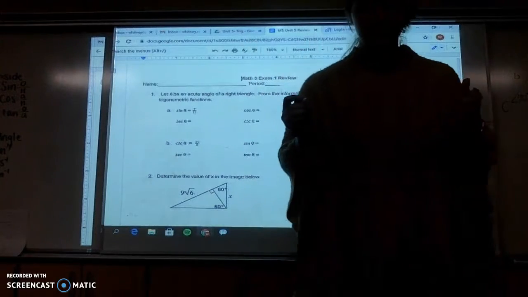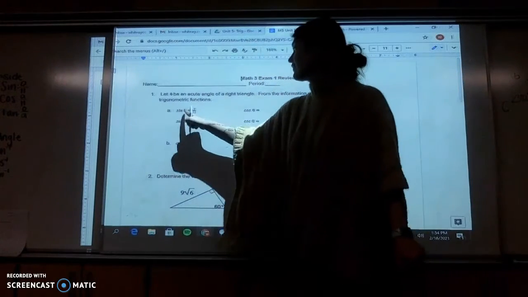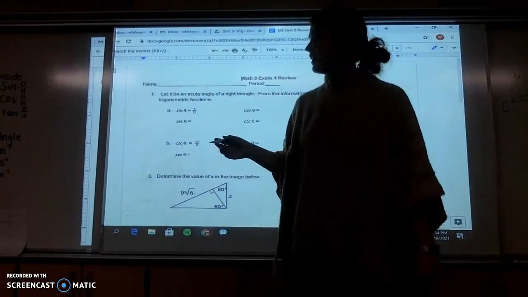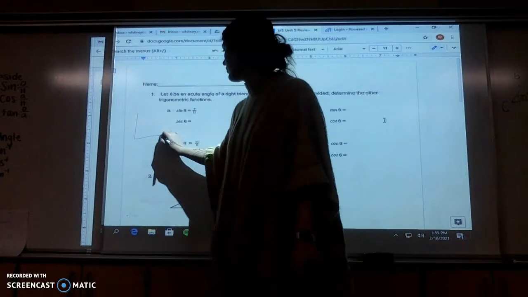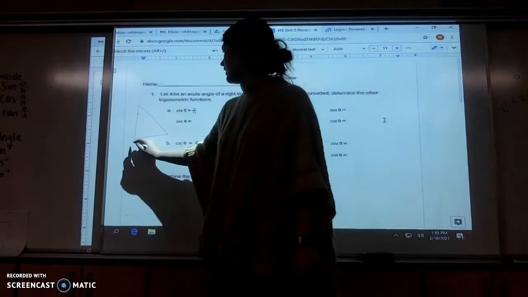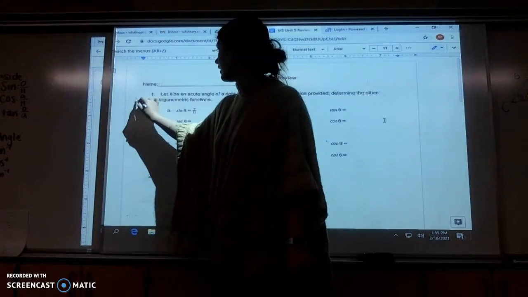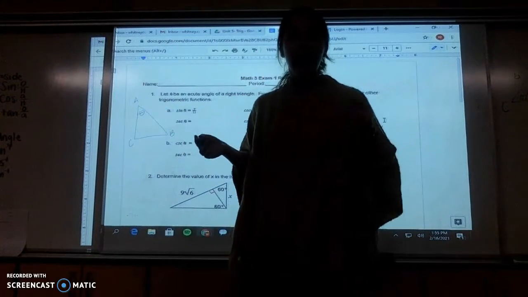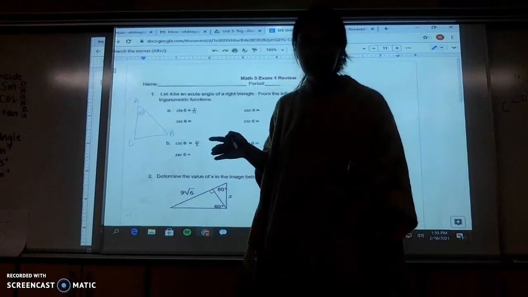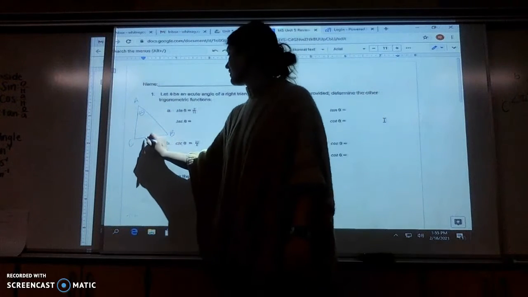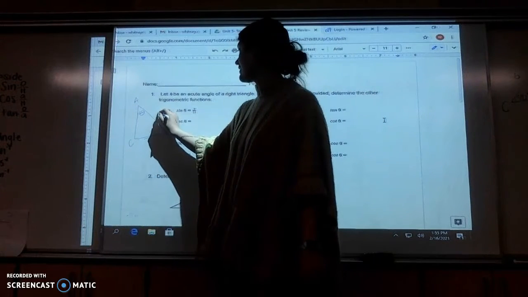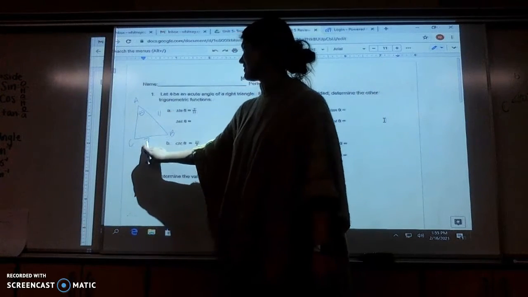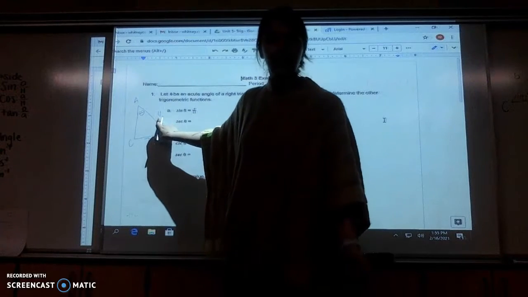All right, question 1. I know that sine of theta is 7/11. So in my triangle, I'm just going to draw it over here inside. Let's just have C, A, B. I've got theta right there. I know that sine is opposite over hypotenuse, so my opposite is 7 and my hypotenuse is 11.